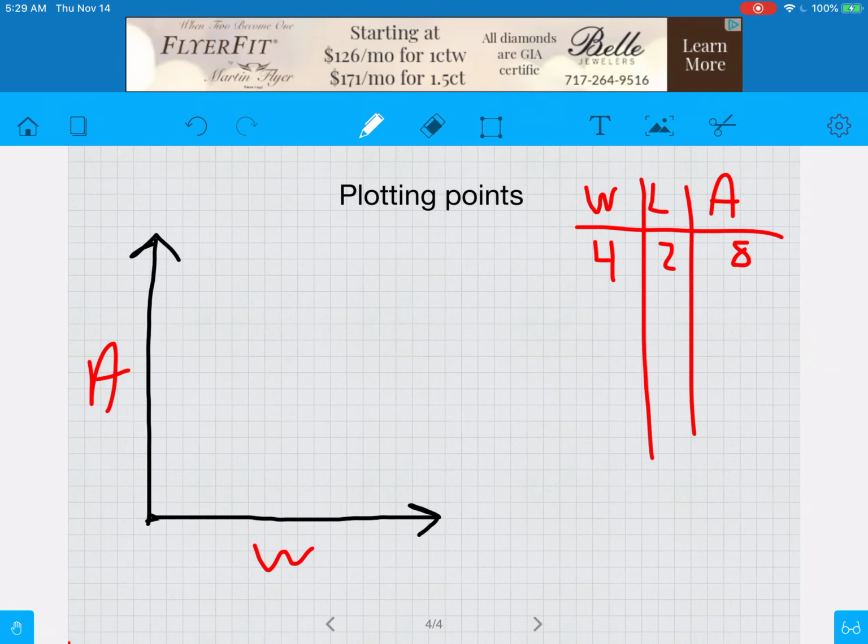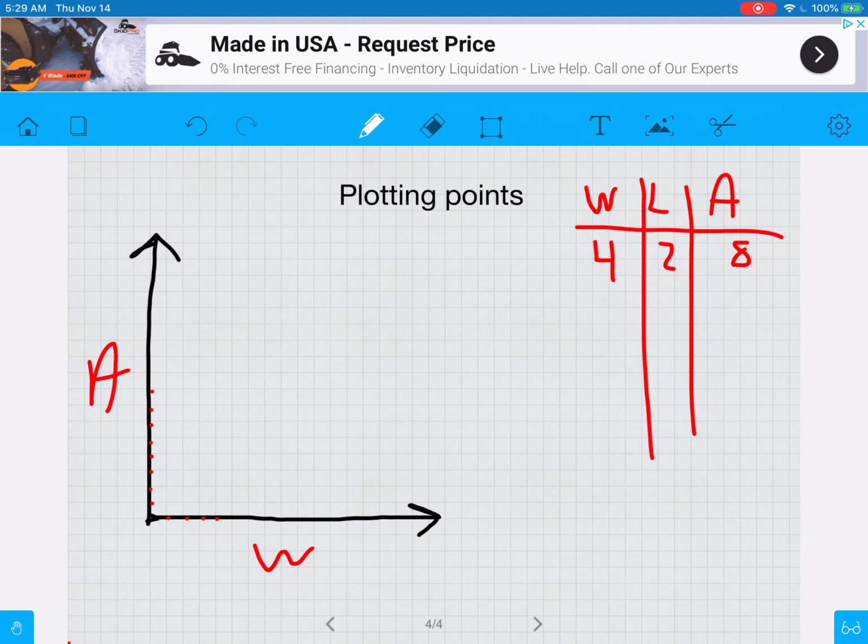So if we're going to plot that real quick, go over 1, 2, 3, 4. And our area is 8, so we're just going to go up 8. 1, 2, 3, 4, 5, 6, 7, 8. So our point's going to be somewhere about here. Not perfect, but good enough.